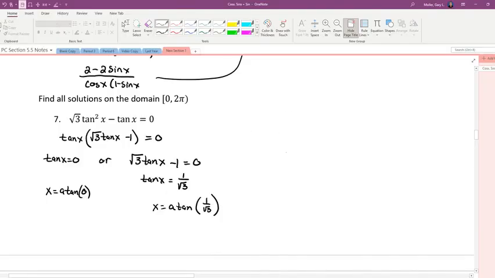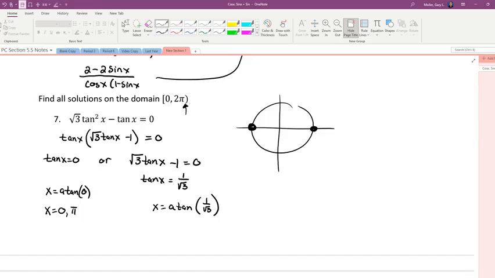So now I'm going to go take a look at a circle. Tangent, what angle is 0? Well, we know tangent is sine over cosine, so tangent's going to be 0 when sine is 0. So that's what I really need to figure out. When is sine 0? So sine is 0 at 0 and pi. Notice we're all the way up to, but not including, 2 pi, so we're going to leave 2 pi off. And then arctangent of 1 over the square root of 3.